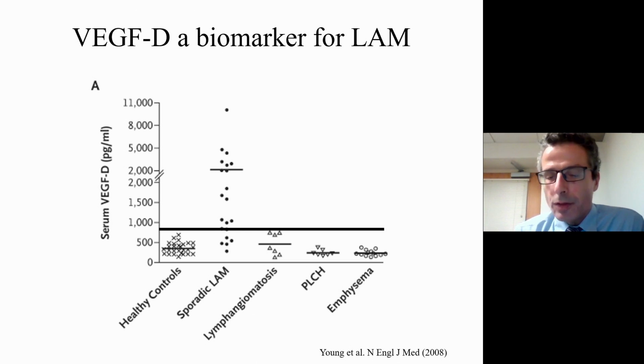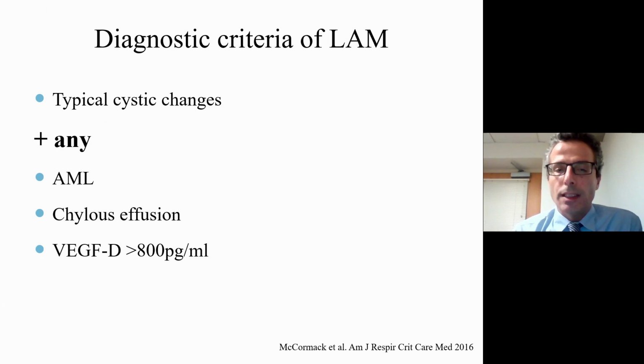VEGF-D is high in about 2/3 of women with LAM, so not every patient with LAM will have a high VEGF-D, but if it is high, then it's virtually diagnostic of LAM. So in essence, if you have cystic lung disease on a CT scan, thin wall cysts diffuse from top to bottom of the lung with any of the following: a kidney tumor called angiomyolipoma, a chylous effusion, VEGF-D level greater than 800 picogram per ml, or a history of tuberous sclerosis complex, then you don't need a biopsy. This patient has lymphangioleiomyomatosis, and there's no need to biopsy the lung.